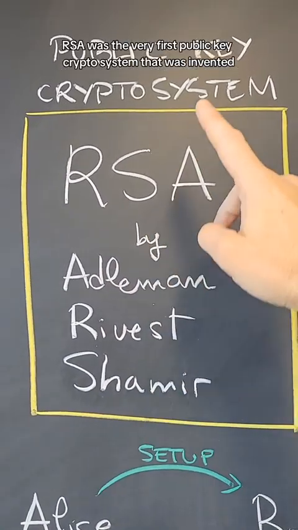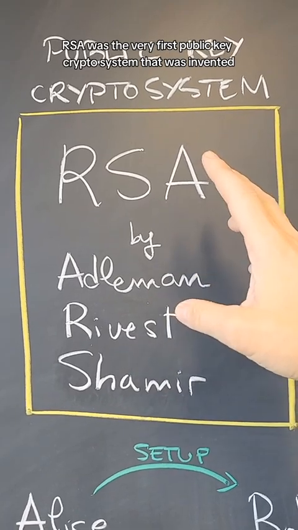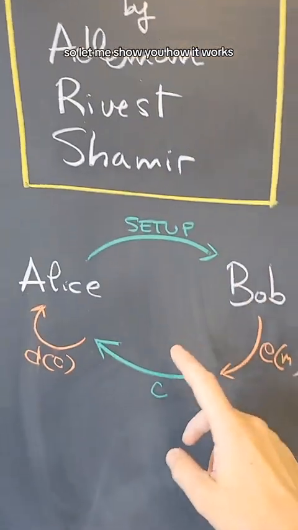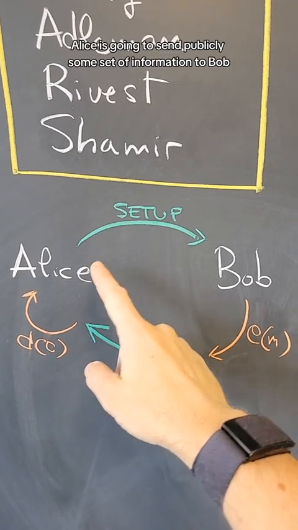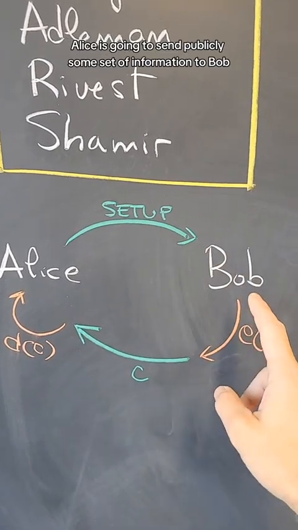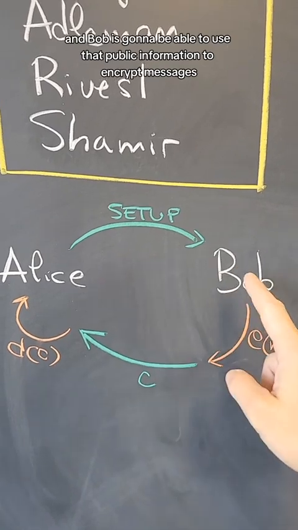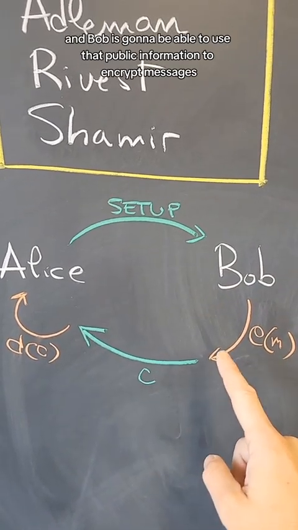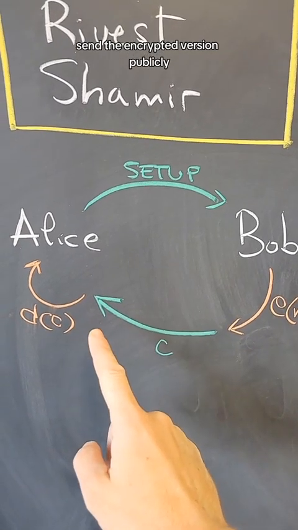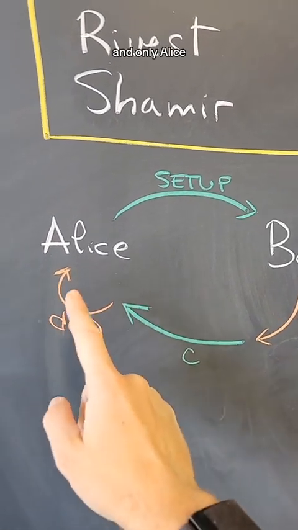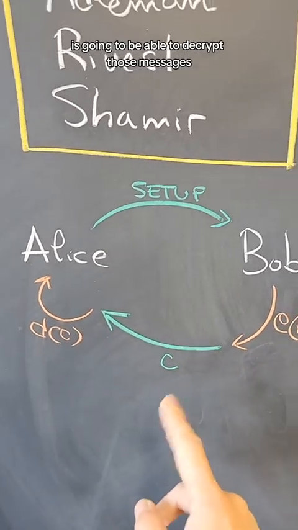RSA was the very first public key crypto system that was invented. So let me show you how it works. What we're going to do is Alice is going to send publicly some set of information to Bob, and Bob is going to be able to use that public information to encrypt messages, send the encrypted version publicly, and then Alice and only Alice is going to be able to decrypt those messages.